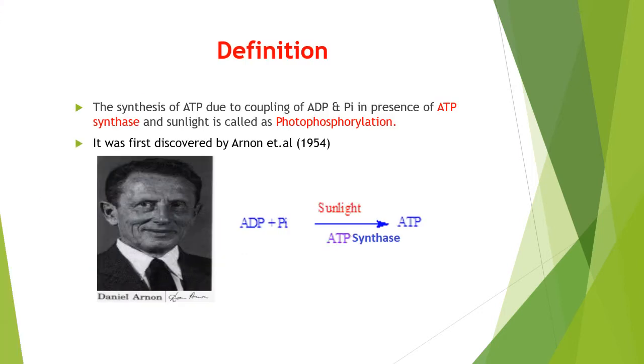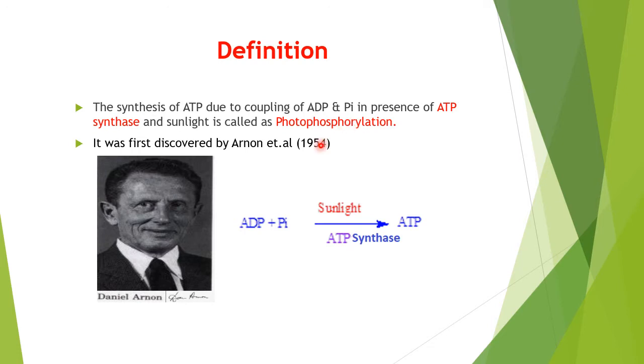Definition of photophosphorylation: it simply means the synthesis of ATP due to coupling of ADP with inorganic phosphate in presence of an enzyme. That enzyme is ATP synthase, and of course in presence of sunlight. So in simple terms, we can say it is the synthesis of ATP in presence of sunlight. Photophosphorylation is the coupling of ADP with inorganic phosphate in presence of light.